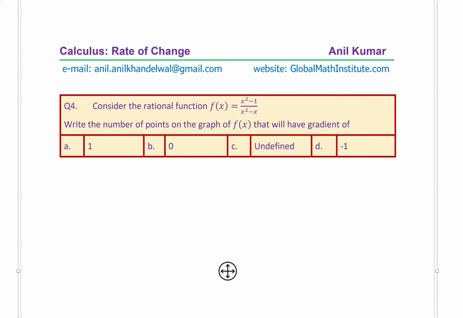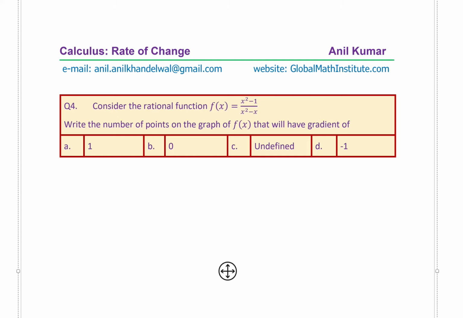Now this is, consider the rational function f of x equals x square minus 1 divided by x square minus x. Write the number of points on the curve of f of x that will have gradient of 1, 0, undefined, or minus 1. So that is the question for you. So I hope you have understood the question.